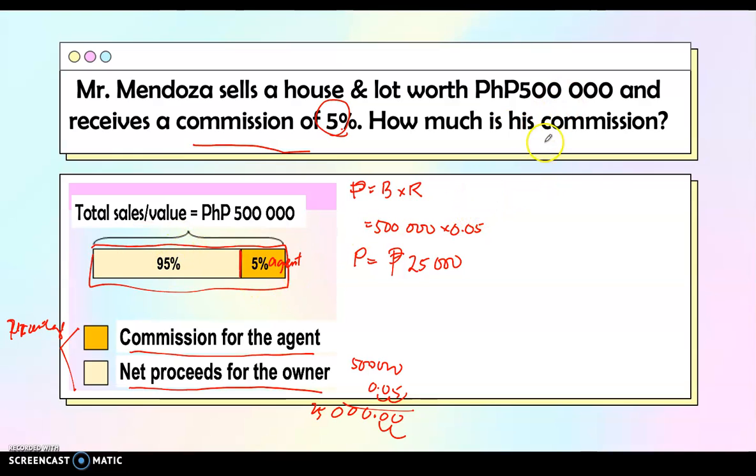So, if the question is how much is his commission, then the answer is 25,000 pesos. And if the question is how much is the net proceeds, what you're going to do is subtract 25,000 from 500,000, and that is 475,000 for the owner. So again, net proceeds is for the owner, commission is for the agent. So the total is 500,000.